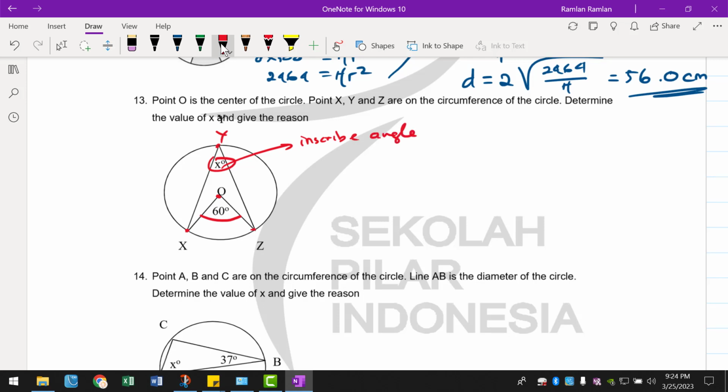Okay, so the inscribed angle is always going to be half of its center angle. So X will be equal to half of the center angle, which is 60, right? So X is just equal to 30 degrees. That's it, pretty easy. Okay, number 14.